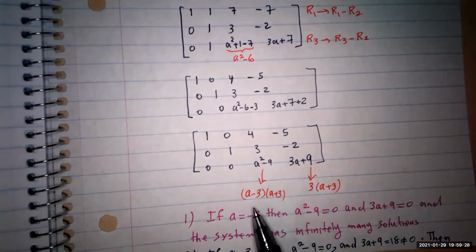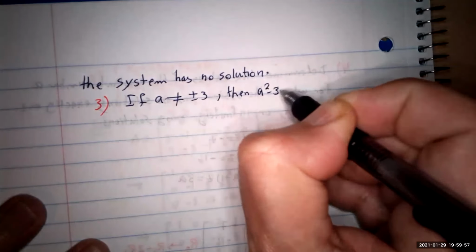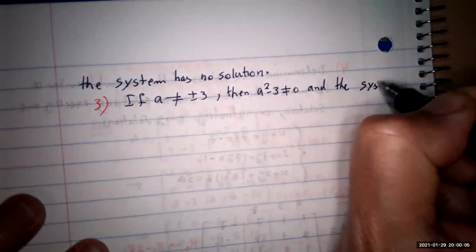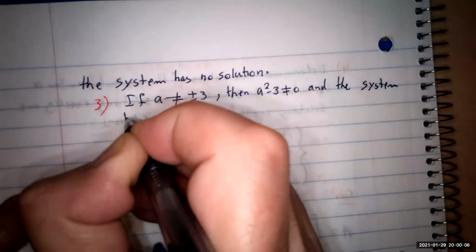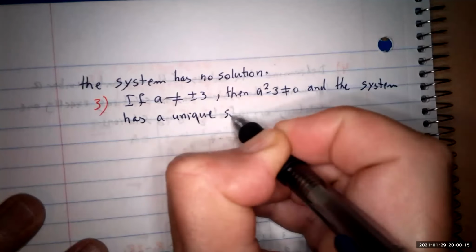sometimes it may not be possible to have all of them, but in this problem it does. Okay, so if a is not equal to -3 and not equal to 3, if you like, then I just remind you, a squared minus 3 is not 0, and the system has one solution. Okay, the system has a unique solution, one solution only.